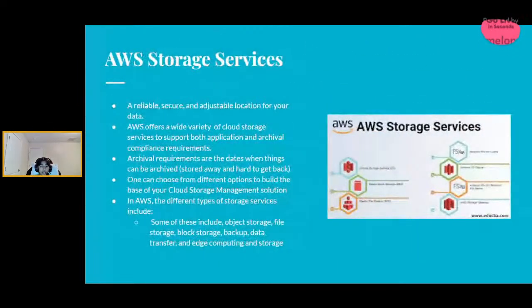AWS storage services. These are reliable, secure, and adjustable locations for your data. AWS itself offers a wide variety of cloud storage services to support both the application and archival compliance requirements. Archival requirements are the dates when things can be archived, and they're stored away and hard to get back. One can choose from different options to build the base of your cloud storage management solution. In AWS, the different types of storage services include object storage, file storage, block storage, backup, data transfer, and edge computing and storage.